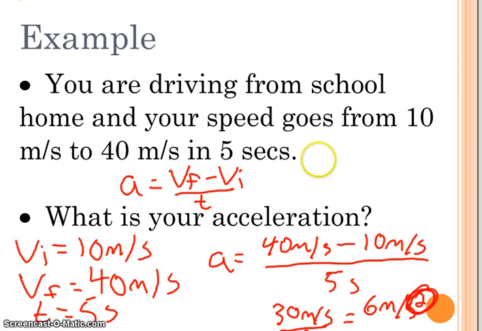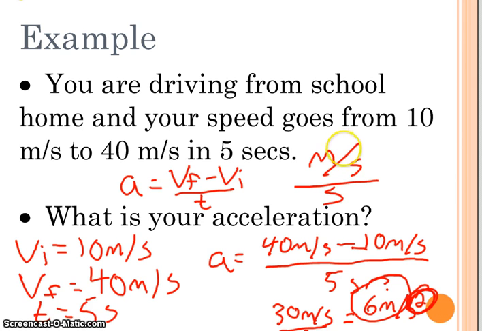So let's talk about what that actually means. Meters per second squared can also be written meters per second per second. And I know that sounds a little confusing, but if you think about it, what we're telling you is that as you were driving home from school, your speed increased by 6 meters per second every single second. And you can check yourself, because how long did we take? We took 5 seconds, and if every second we increased by 6 meters per second, that's a total of 30. And that makes sense because we went from 10 meters per second to 40 meters per second.